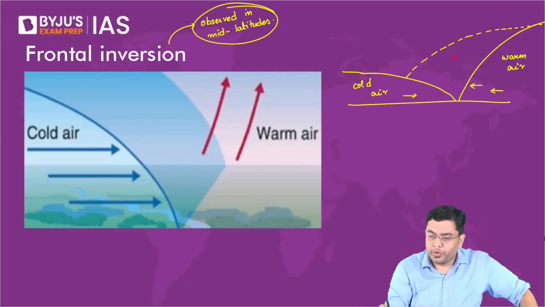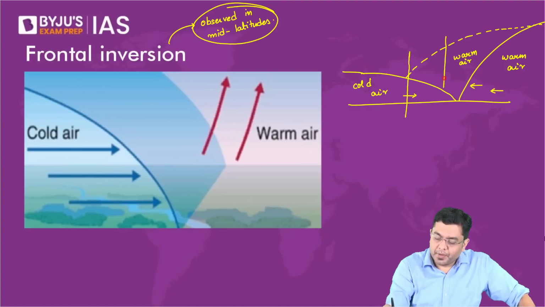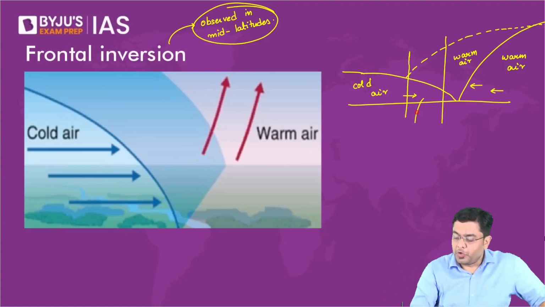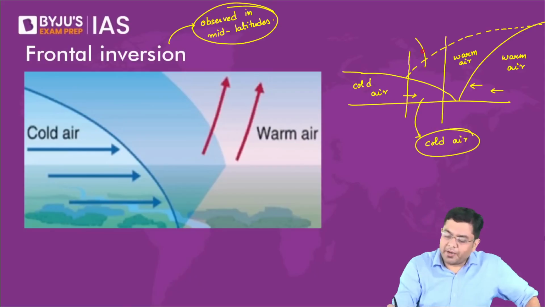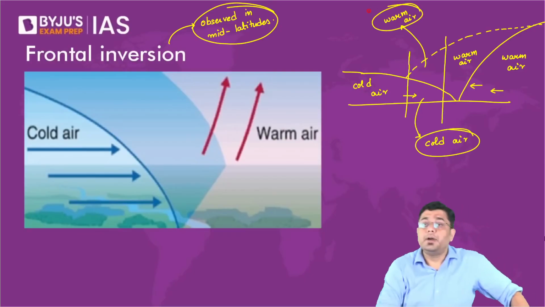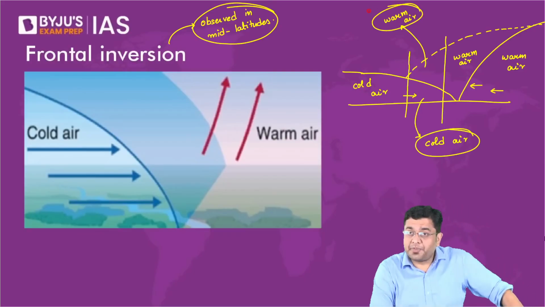So you have warm air. Now, in any particular section that you observe here, what do you have? You have cold air at the bottom, whereas you have warm air on top. This is a kind of negative lapse rate. This is a kind of temperature inversion.